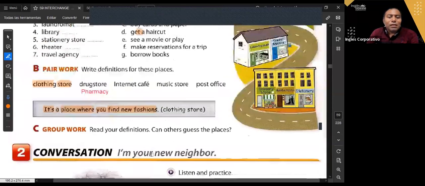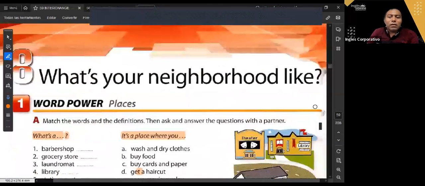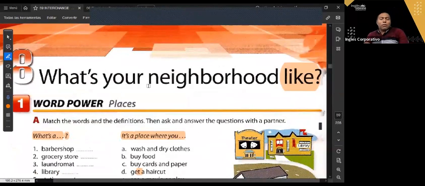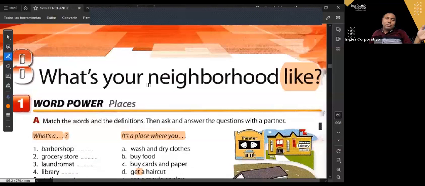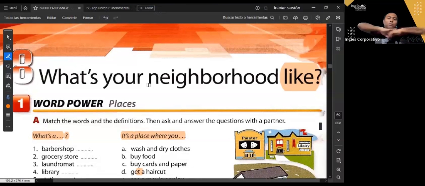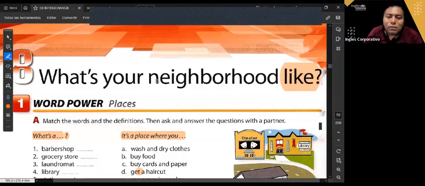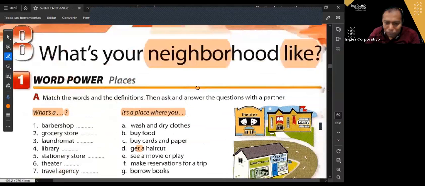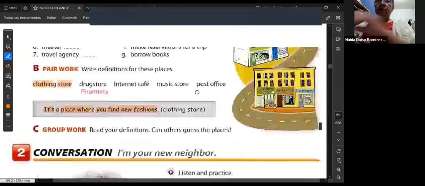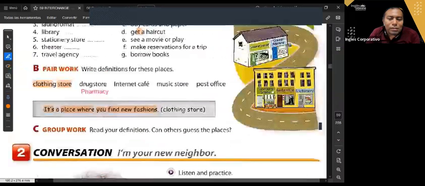Now you're going to listen to the conversation. Okay. So, what's your neighborhood like? In this case, like is not love, right? It's like my neighborhood is small. My neighborhood is nice. My neighborhood is friendly. What's your neighborhood like, right? So, like the environment in your neighborhood, right? What's your neighborhood like? And what is the meaning of neighbor? Neighborhood is vecindario, and neighbor is vecino, okay? Now, I'm your new neighbor. Now, listen to the conversation. Give me a few seconds.